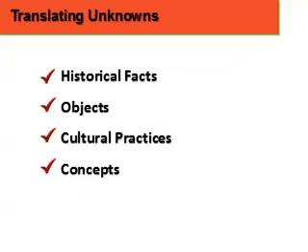understand its meaning. Unknown words can be in several categories: historical facts, objects such as animals, food, and items, cultural practices, or concepts. This is a lesson that will introduce how to translate unknown cultural practices. Look at the lesson on each category to learn more. You might also want to go to the lesson on copy or borrow.